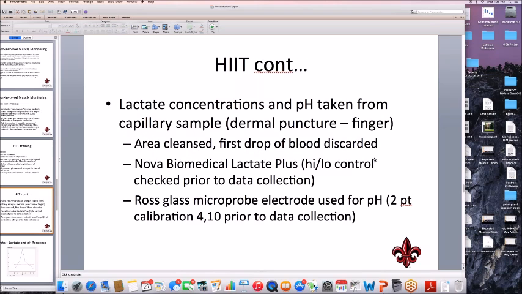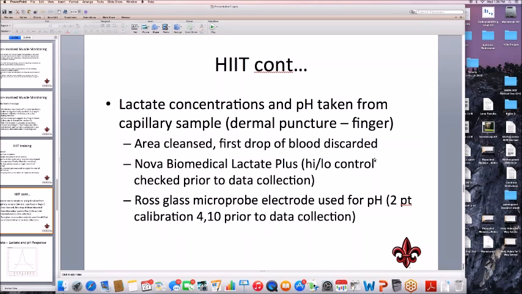All right, so our lactate concentrations and pH were taken from a capillary sample of the finger. Just to reiterate the importance of doing these things right, we cleanse the area first. We always discard the first drop of blood when we're doing any of these measures because the first drop is never really representative of venous blood. So we always want to take the second one. We use the Nova Biomedical Lactate Plus after high and low control check to do the lactate.